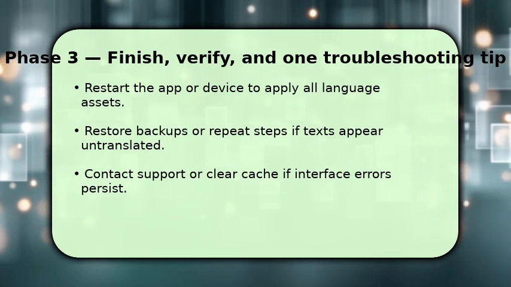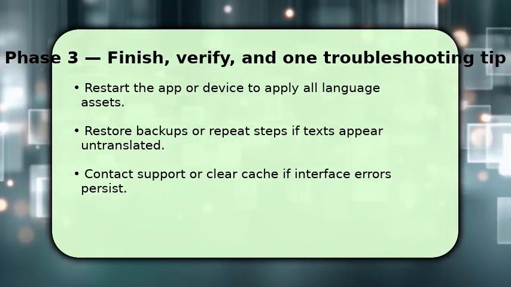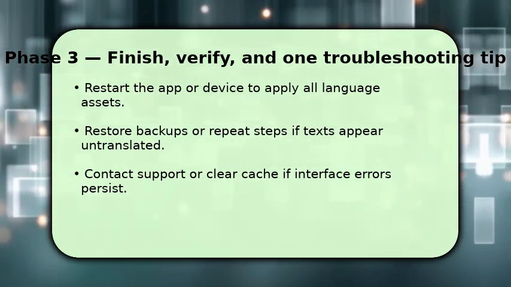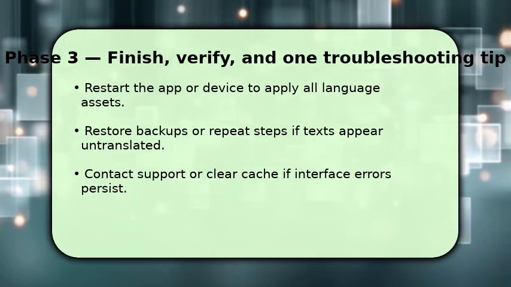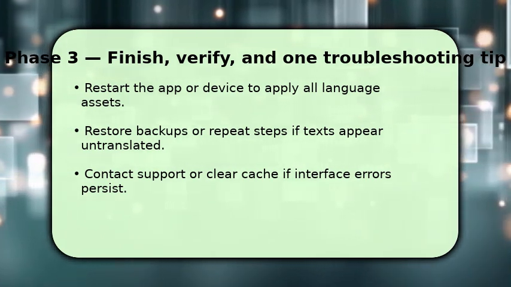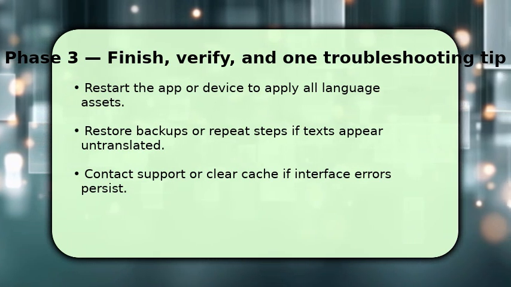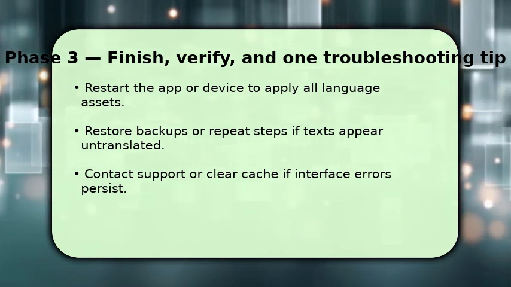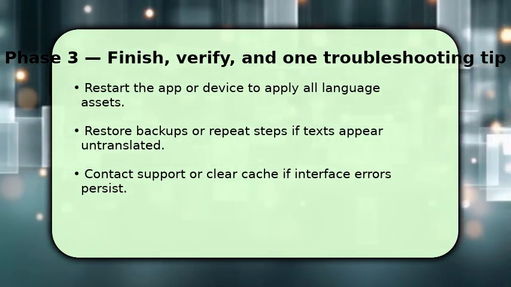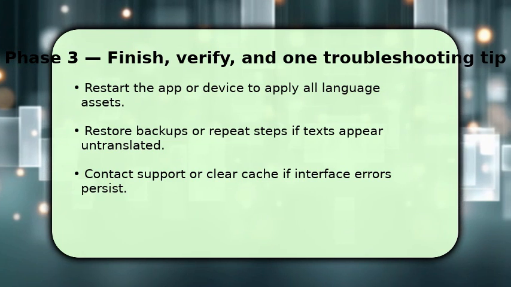Then review critical workflows, forms, notifications, help text, and restore your backup or repeat the change if you spot untranslated segments. If the interface throws errors or shows garbled text, clear the app cache and retry. If problems persist, contact support with a screenshot and steps taken.